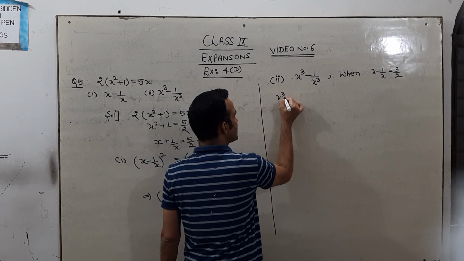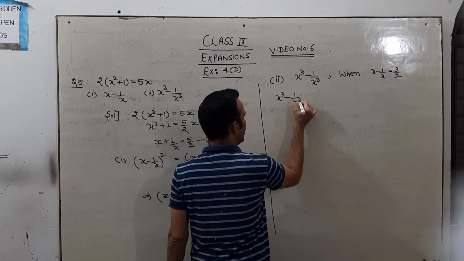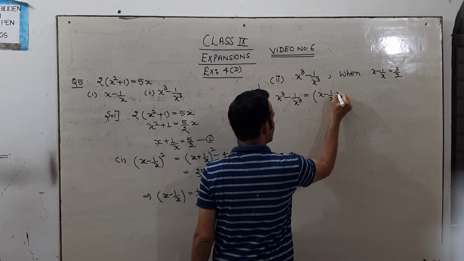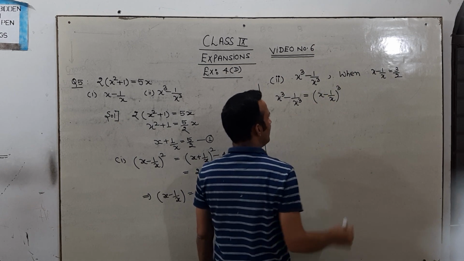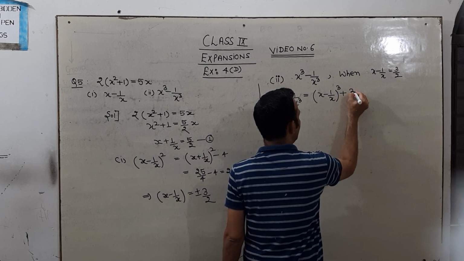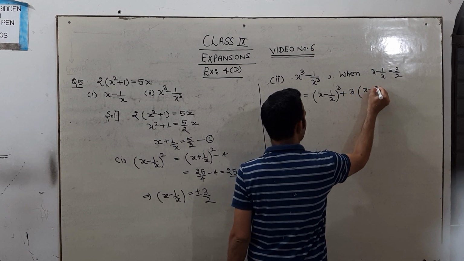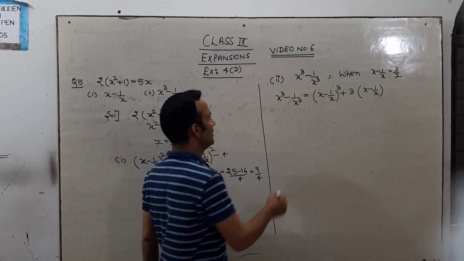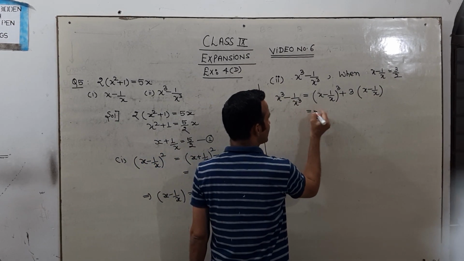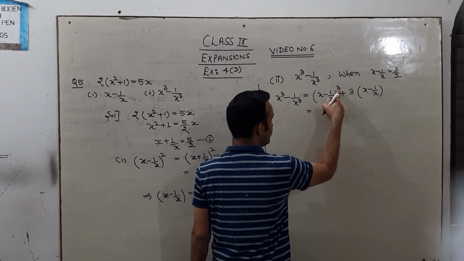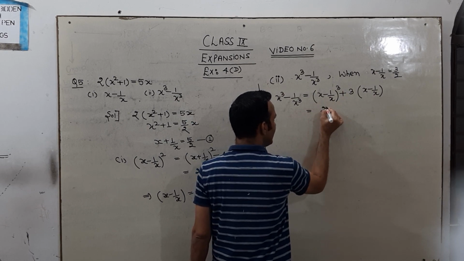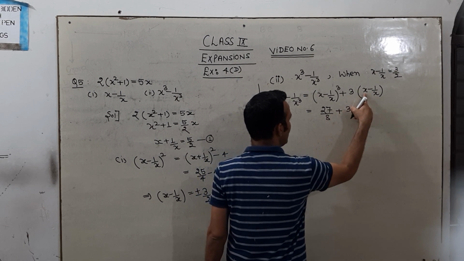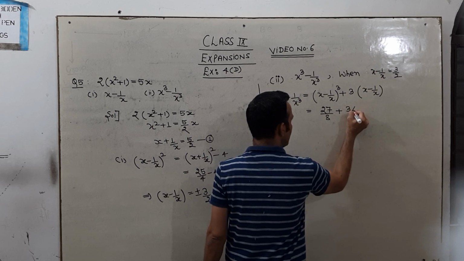x cube minus 1 upon x cube can be written as x minus 1 upon x whole cube plus 3ab into a minus b. We have already discussed this formula in the previous videos. The value of x minus 1 upon x is 3 upon 2. Its cube is what? 3 3 is 9, 3 is 27 upon 8 plus 3 times of the value of x minus 1 upon x, which is 3 upon 2.